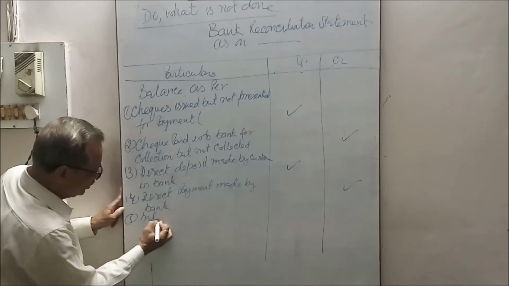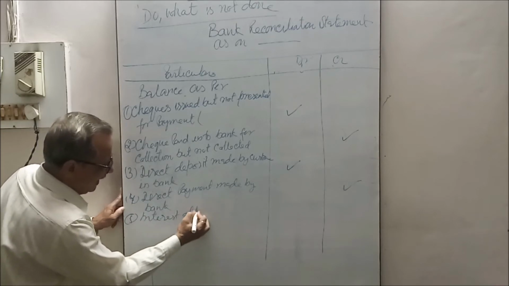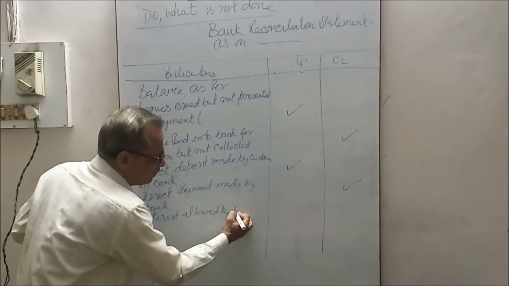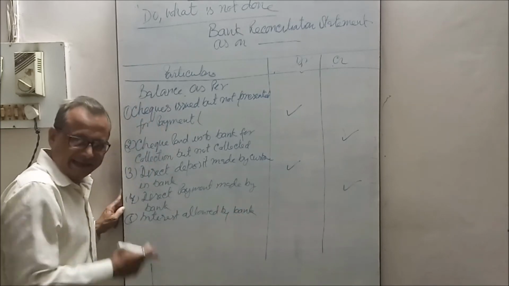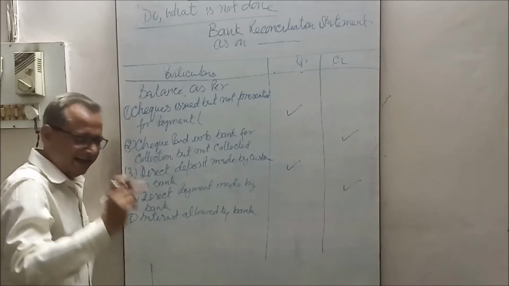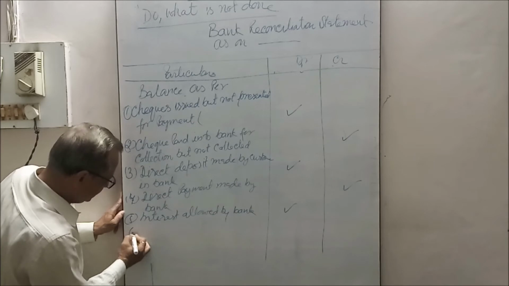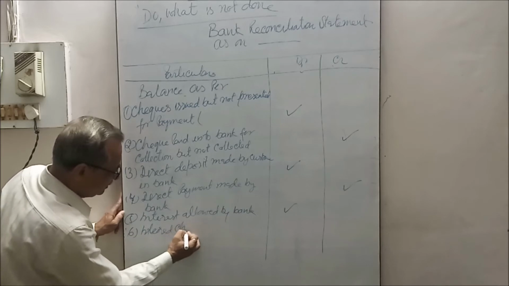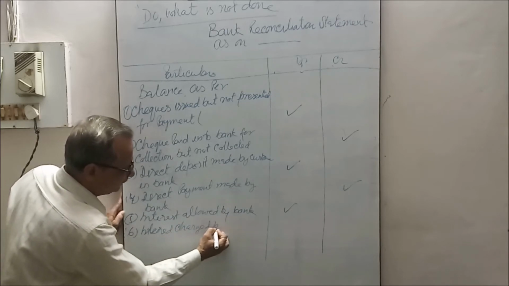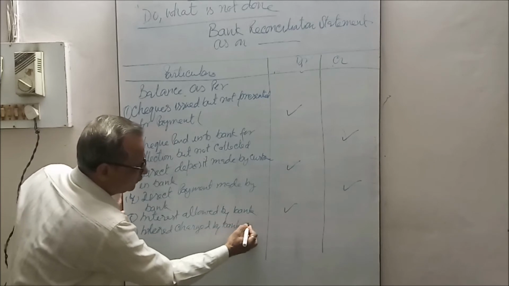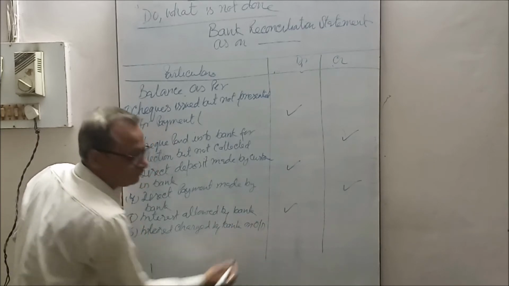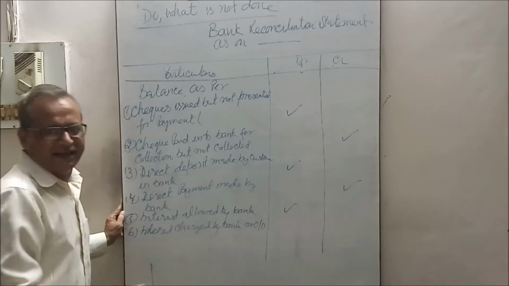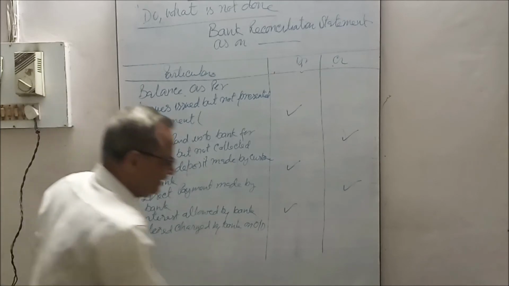Likewise, interest allowed by bank. The bank has credited the passbook with that interest, but it is not debited in the cash book. Debit it. Interest charged by bank on overdraft. The banker has charged interest on overdraft. The bank has debited the interest in the passbook, not credited in the cash book.